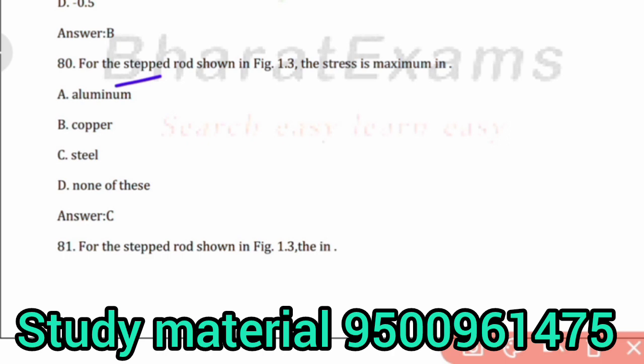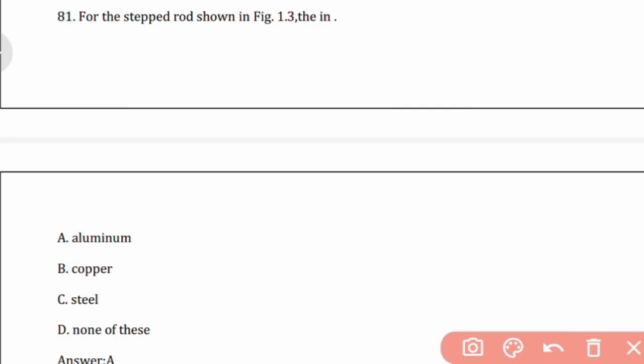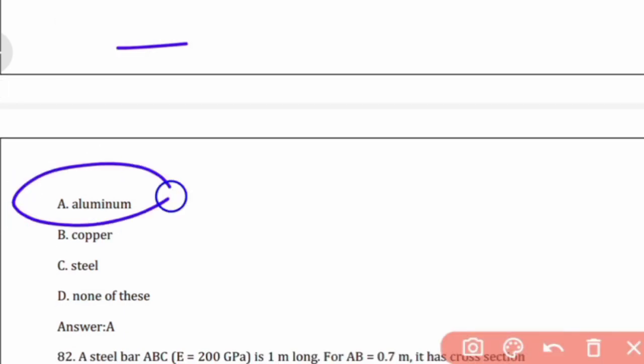For the stepped rod shown in figure 1.3, the stress is maximum in dash. Option A, aluminum.